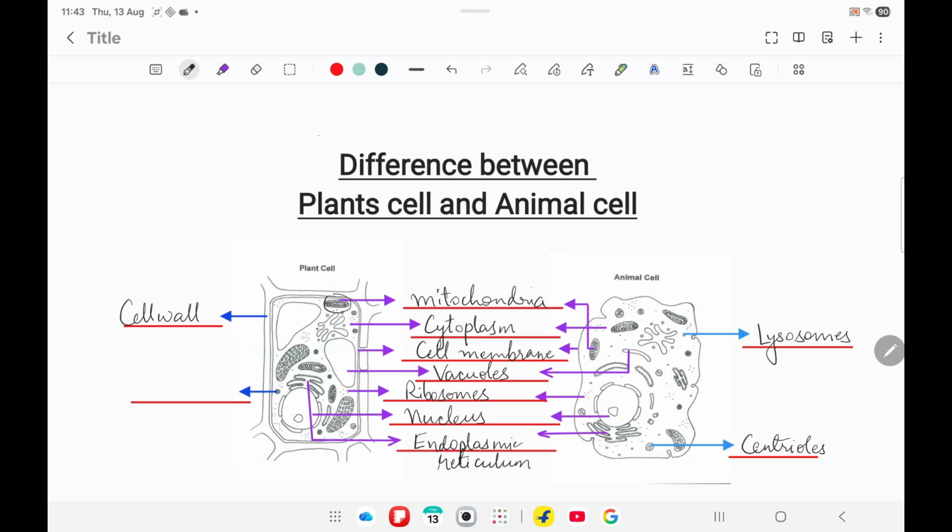The next one which is present in the plant cell are the plastids. One of the plastids is chloroplast, which helps the plant in the process of photosynthesis. And since plastids are not present in the animal cells, they cannot do the process of photosynthesis.